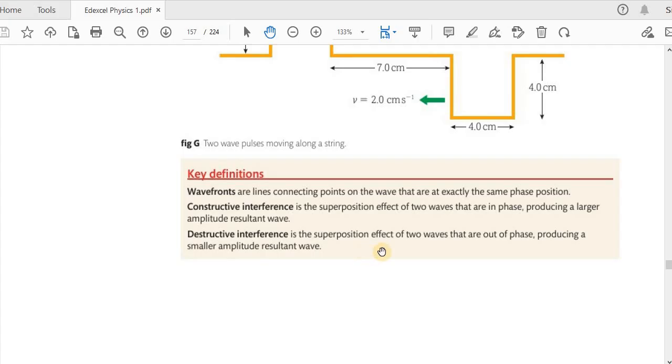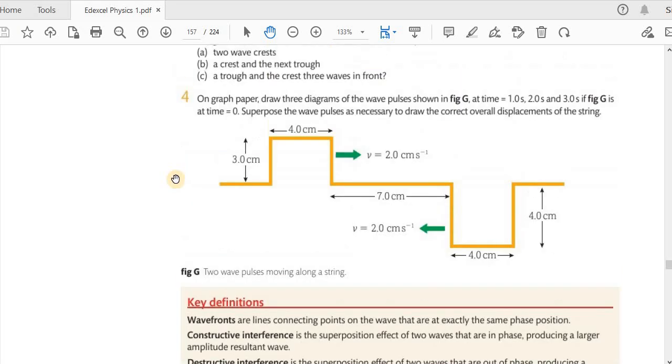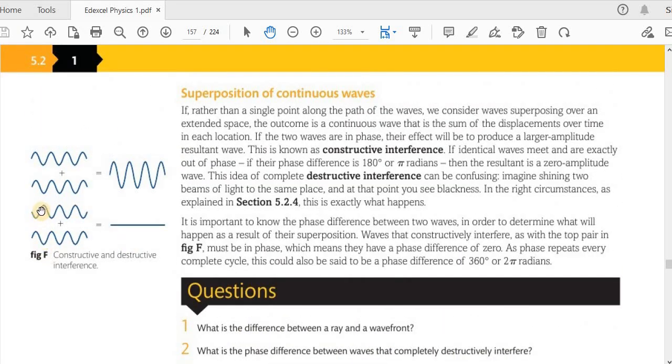Destructive interference is the superposition effect of two waves that are out of phase, producing a small amplitude resultant wave. Here you can see the two waves have the same amplitude. That's why when the crest and the trough meet, the amplitude is 0. Here you can see it has a positive amplitude, here a negative amplitude. So when these 2 points combine, it will be 0. The amplitude will be 0.